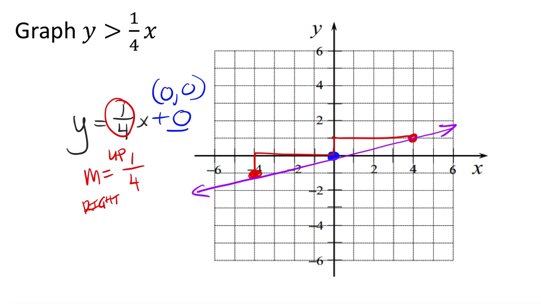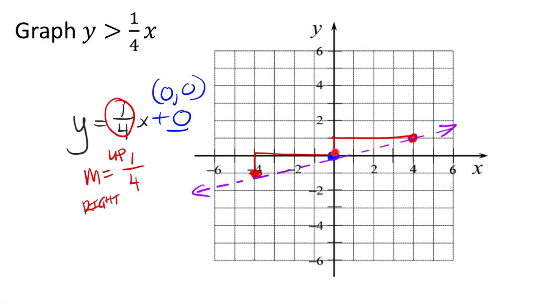Now that's a solid line, but do I need a solid line? No, I don't want a solid line because y does not actually equal 1/4 x. So all the points on this line would be false, which means I'll just take my eraser and make this dashed a little bit. Something like this, okay?